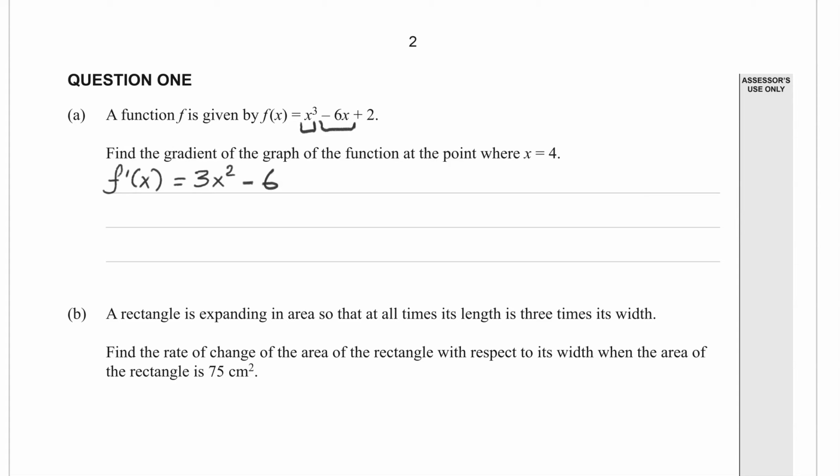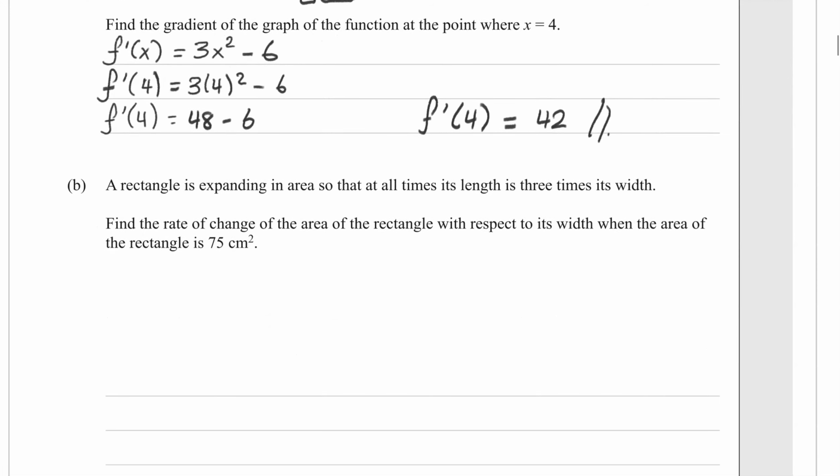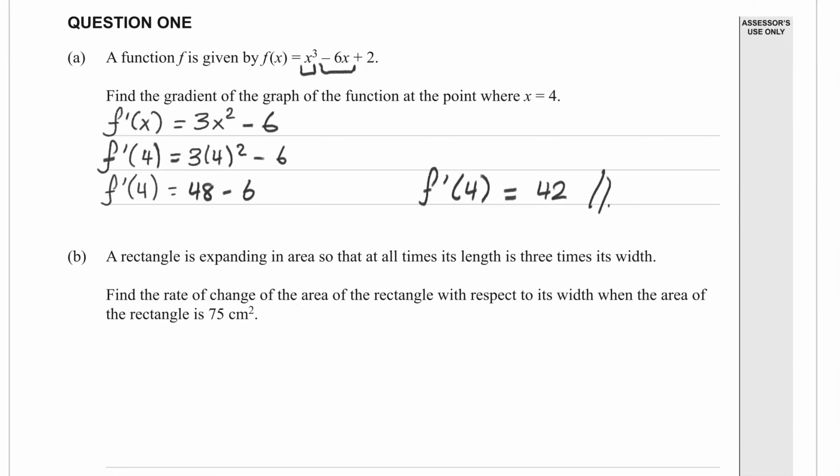Now we're told to find the gradient when x is equal to 4. So I can replace x with 4. So 3 times 4 squared minus 6. 4 squared is 16, so 3 times 16 is 48, minus 6. So the gradient when x is equal to 4 is 42. Alright, this is an achieved question.